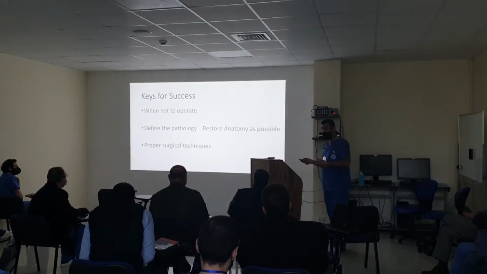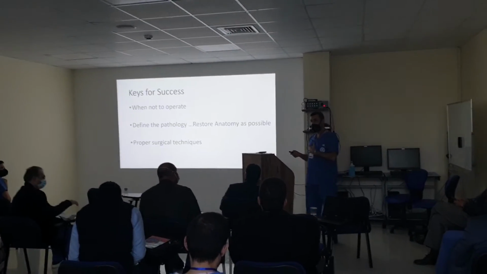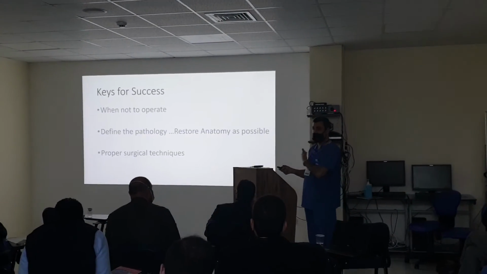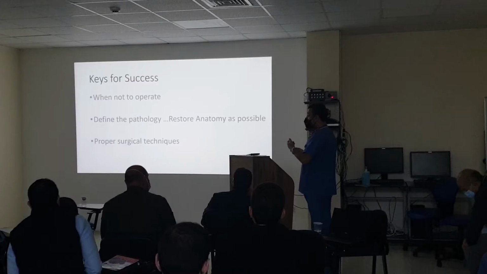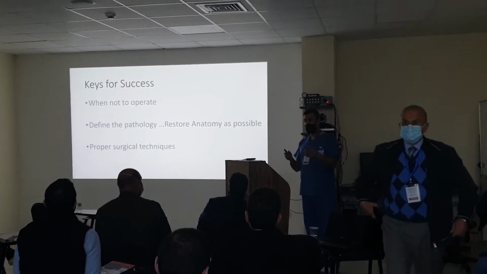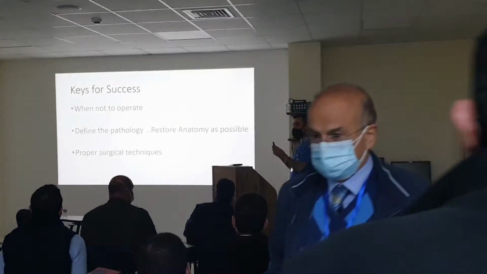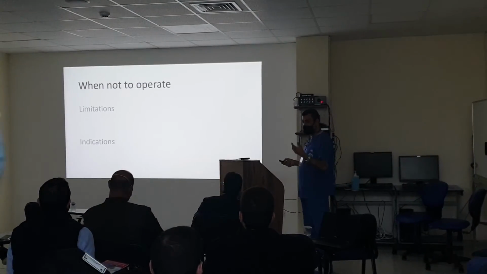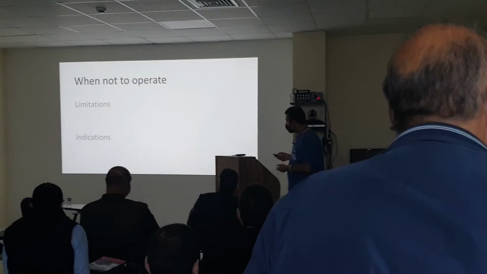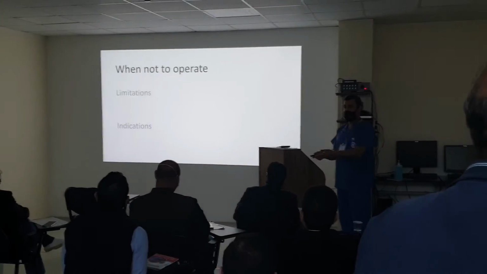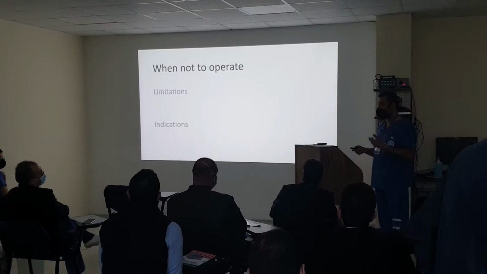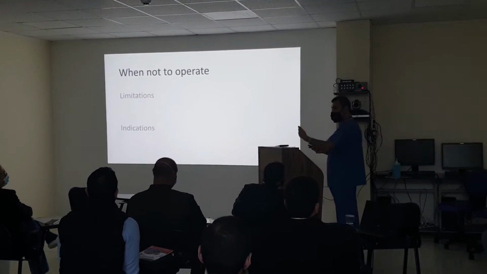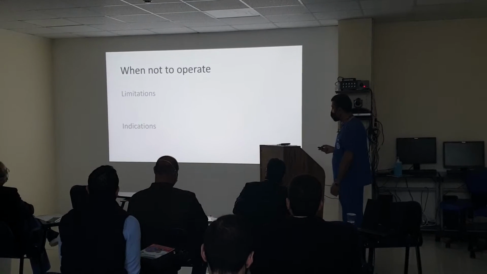The second point, we have to define the pathology and try to restore the anatomy as much as possible. And this is our aim, because the best is our anatomy. So to have success, it is not only proper surgical techniques; you have to know the limitations and diagnose the pathology correctly. So what are limitations? Setup, experience, knowledge. We have to know our limitations and not hurry to do a more sophisticated surgery.